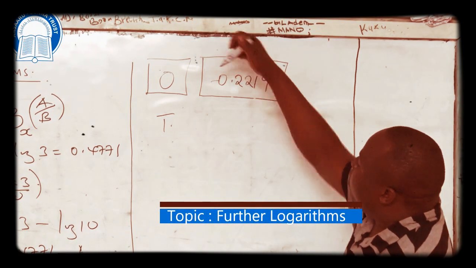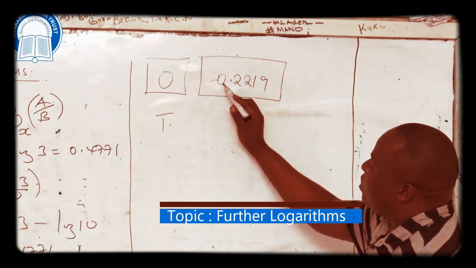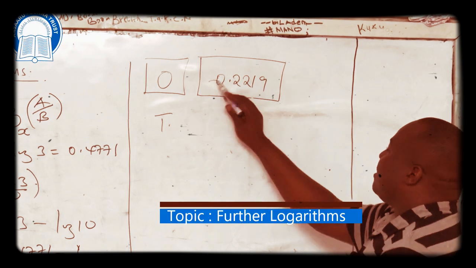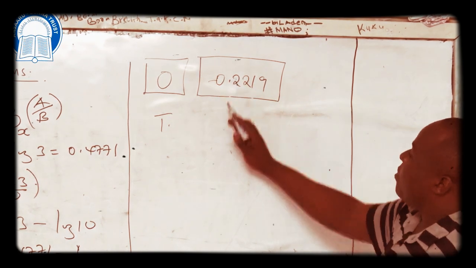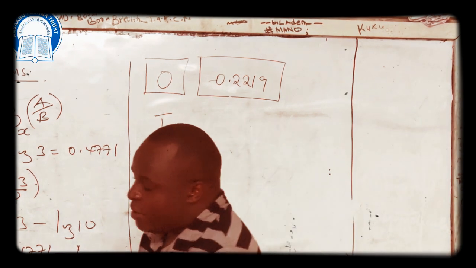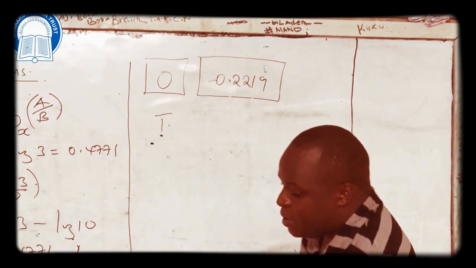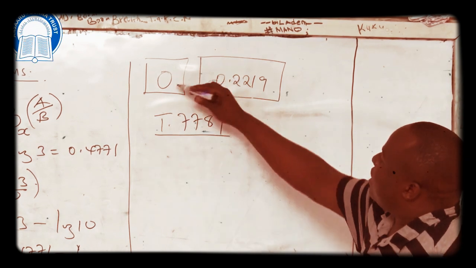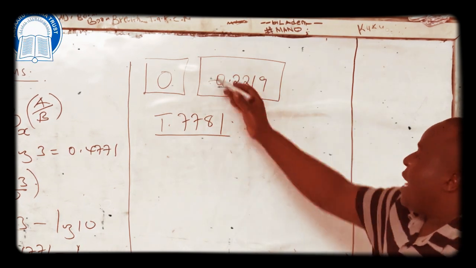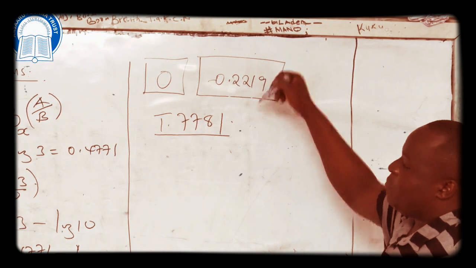The 1 I borrowed, I add to this value. So it's like 1 plus minus 0.2219, which is the same as 1 minus 0.2219. And the final answer should be 1.7781. That's after adding the number you borrowed to this.